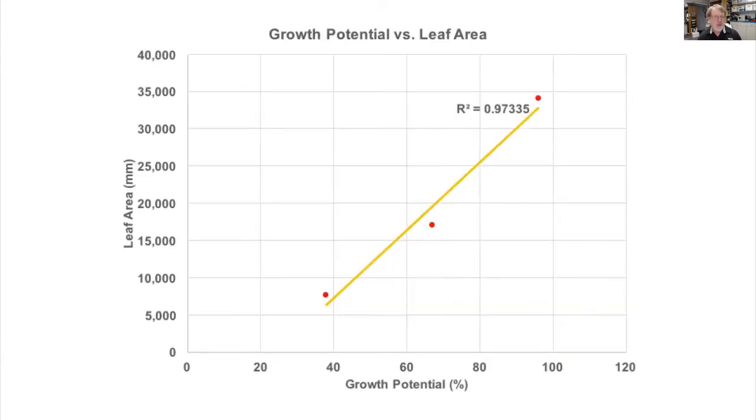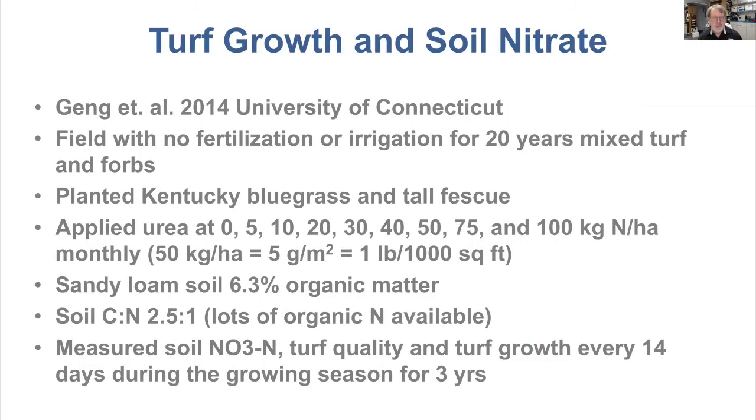And if we run a regression on that, our percent growth potential versus leaf area is a really tight fit. So 68 degrees for optimum temperature for ryegrass was one of the numbers that we picked. And as far as the distribution fitting, we sort of played around with the variance and standard deviation to get it to fit right.